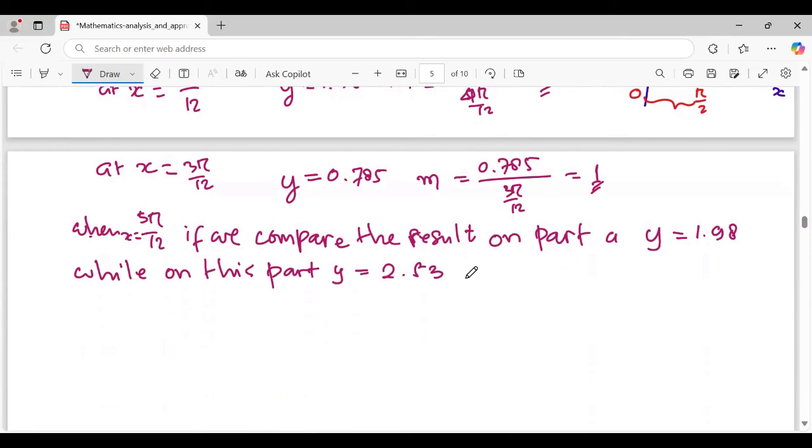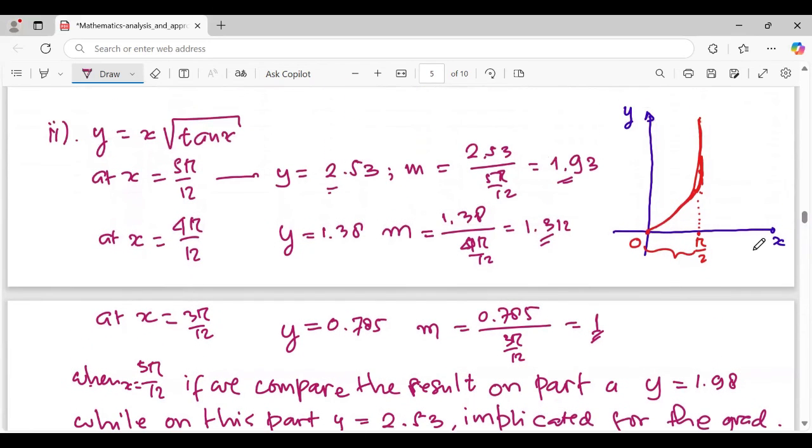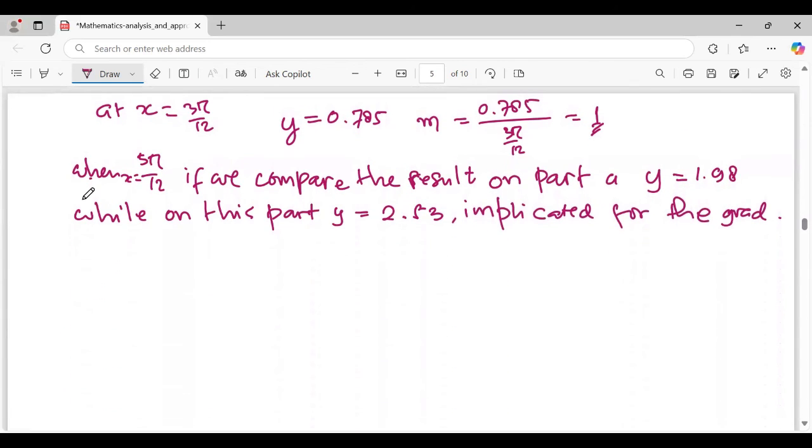Why will the gradient be large? Because y equals 2.53. So it has implications for the gradient. Okay. And yeah, so the gradient, if you compare it with the next result, the gradient.